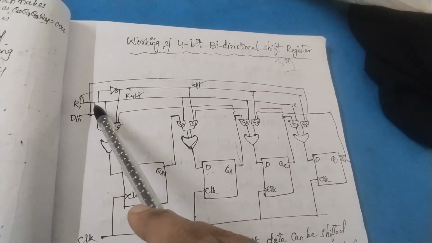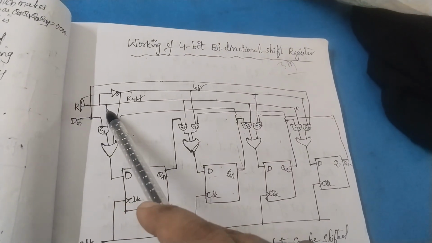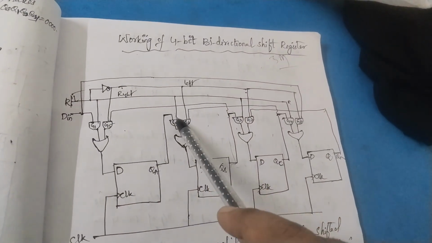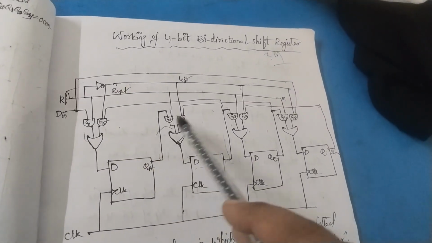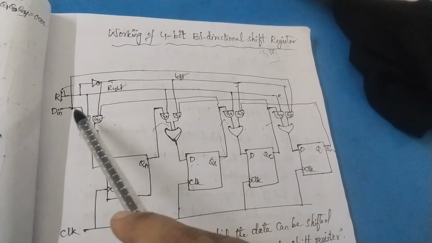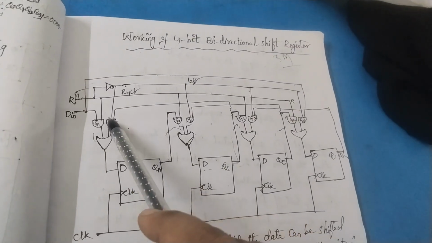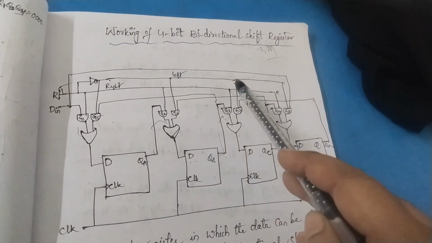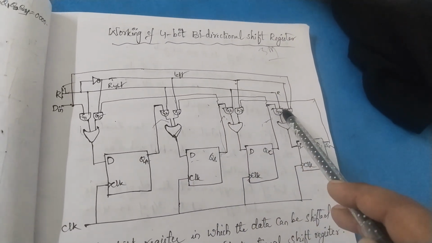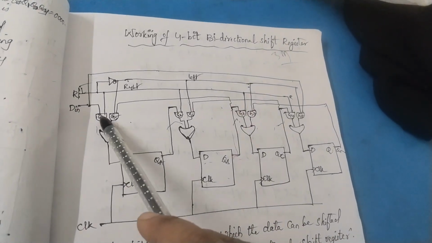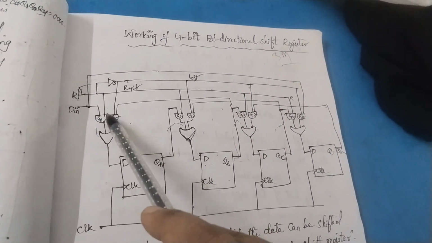Next we have R by L bar. This right shift connection is given to G1, G2, G3, G4, and from the inverted output, the left signal should be given to G5, G6, G7, G8. Okay, so do remember this. For every gate you have to give two inputs.